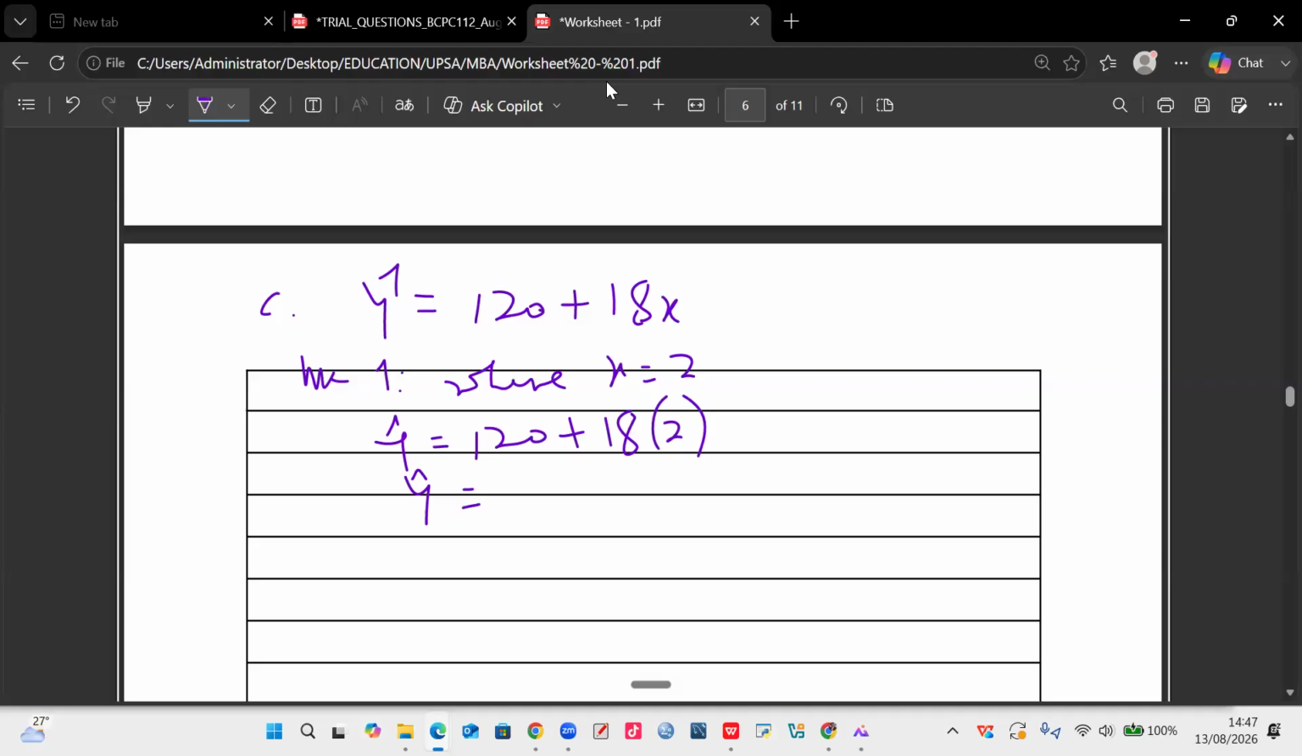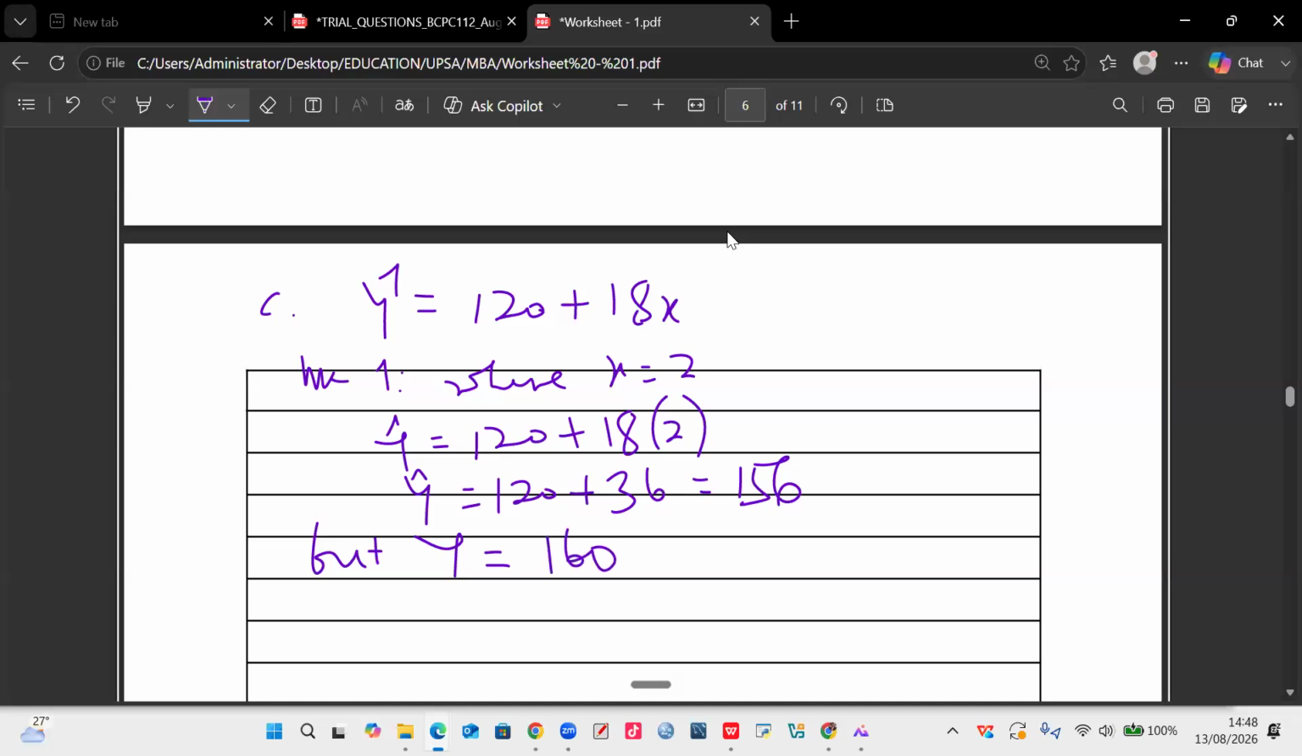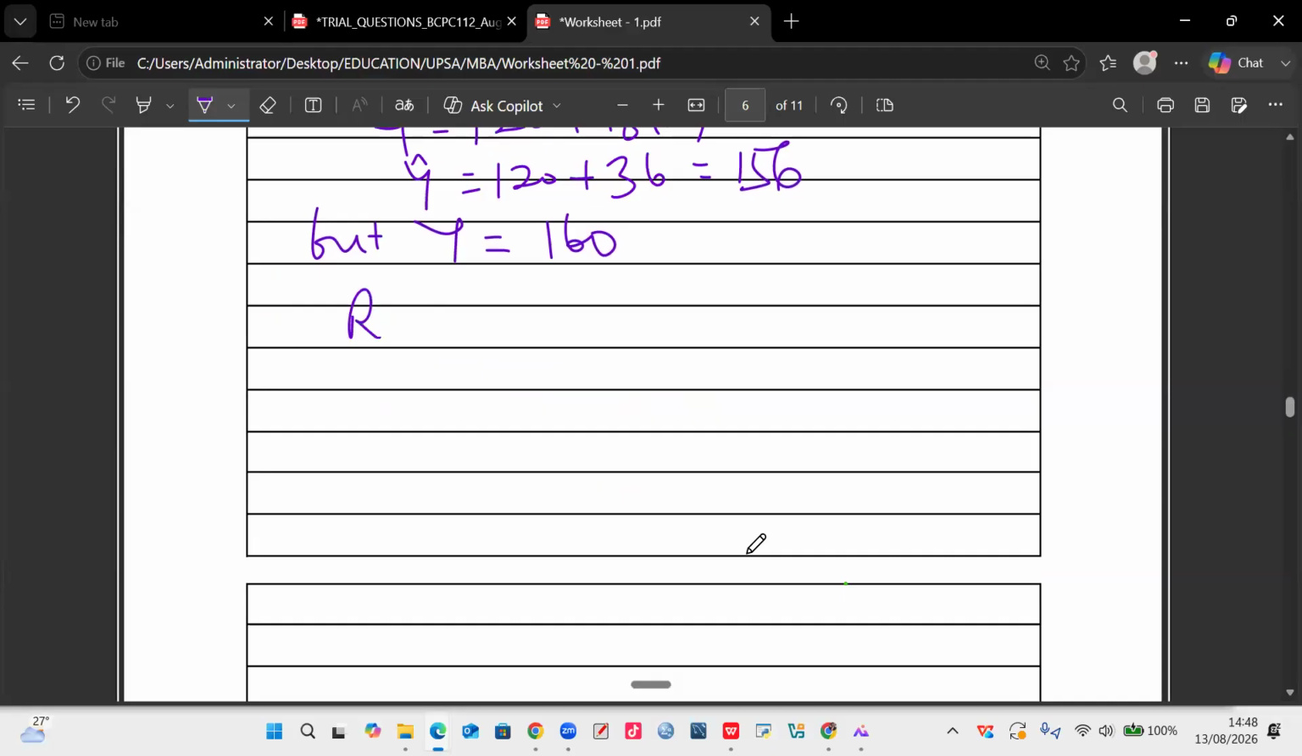18 times 2 is 36. So 120 plus 36 is 156. This is the estimated value, but the actual y for week 1 is 160. So we subtract: residual equals y minus y hat. 160 minus 156 gives us 4.